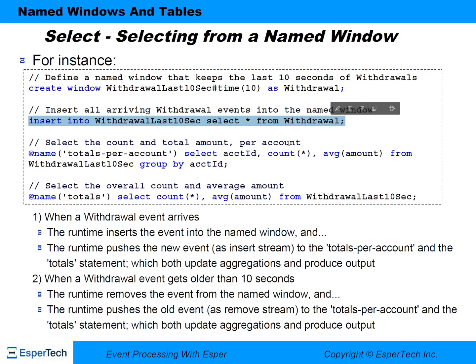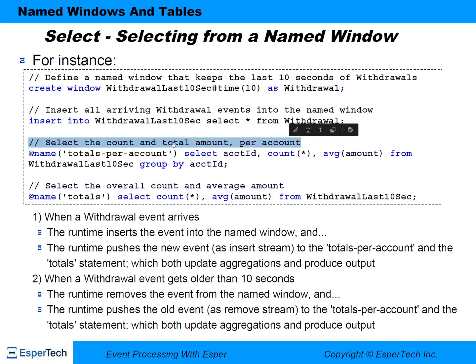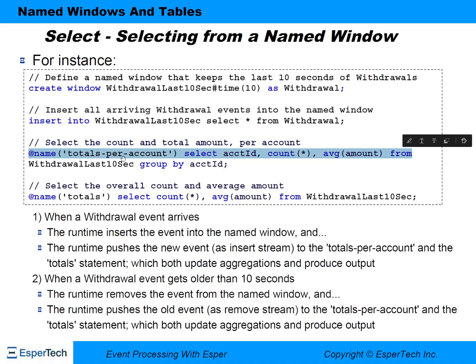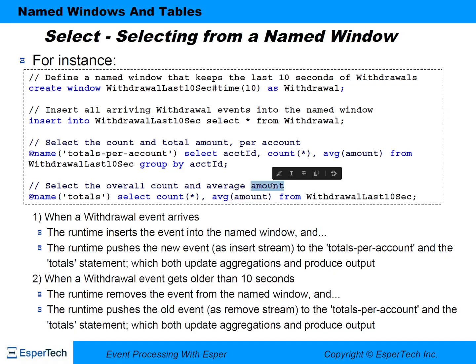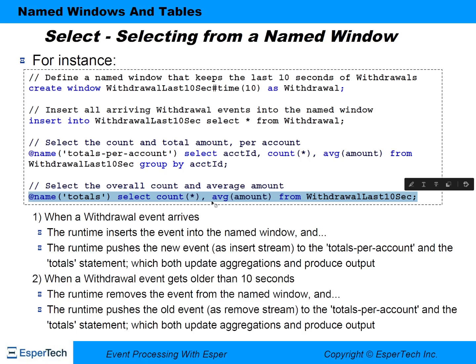The next statement selects the count and total amount, per account. @name('totals per account') select accountId, count(*), avg(amount) from WithdrawalLast10Sec group by accountId. Another statement selects the overall count and average amount. @name('totals') select count(*), avg(amount) from WithdrawalLast10Sec.